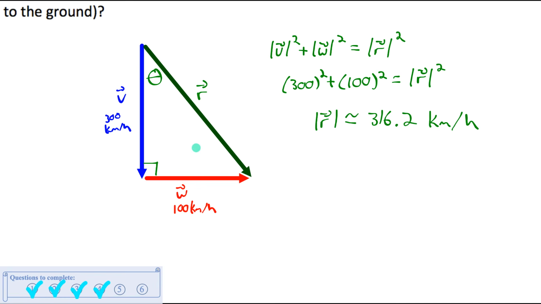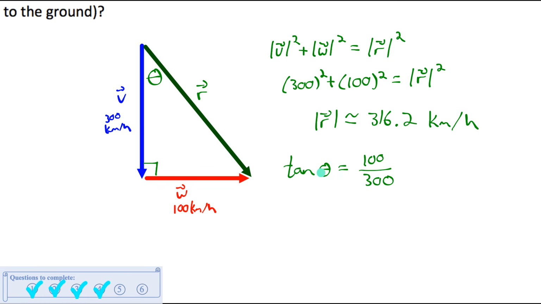So how do we solve for theta? Well, there's lots of ways. We have lots of excess information for this triangle since we now know all three sides. But if I use the two sides that I know exact values for, vector v and vector w, I could use SOHCAHTOA, since we have a right triangle, to find the angle. If we let theta be our reference angle, vector w is opposite and vector v is adjacent to it. So we would use tan. So we could say tan of the angle would equal the magnitude of the opposite side, so 100, divided by the magnitude of the adjacent side, 300.